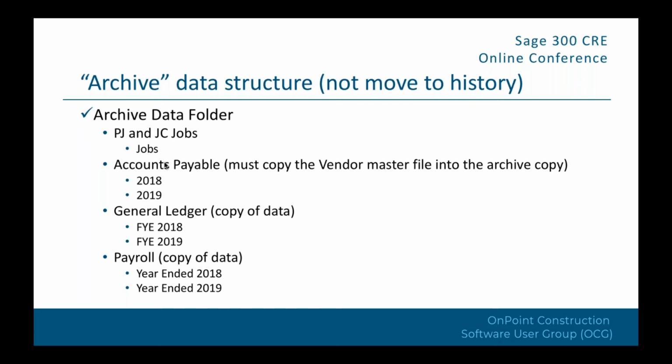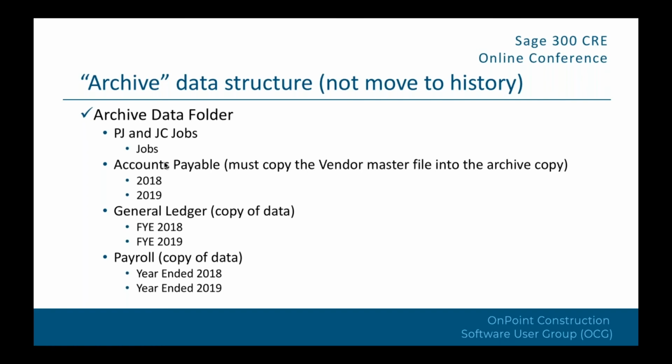But you need to just take a copy of your vendor master file the way it is right now and place a copy in that data folder. Then you can move the invoices to that archive so that when you're pulling up reports and you're looking at these invoices, you need to know what vendor it was. And so that's why you just place a copy of the vendor file over there.